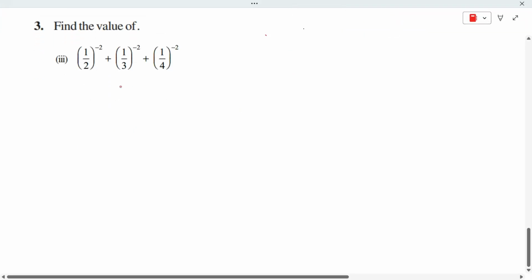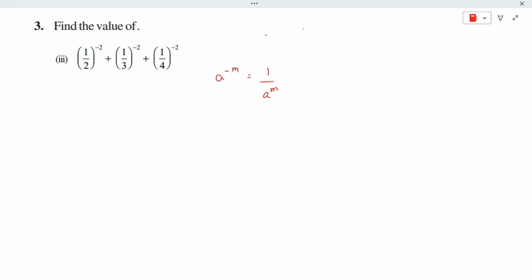The next question. Here all the powers are negative, so I know the law of exponent a power minus m is equal to 1 by a power m. So I'm going to reciprocate this, so the negative power will change into positive power. So 1 by 2 will become 2 by 1 or simply 2, and the negative power will be positive power, right? So 1 by 3 is written as 3 by 1 or simply 3. The power will change into positive, and similarly 4 power 2.